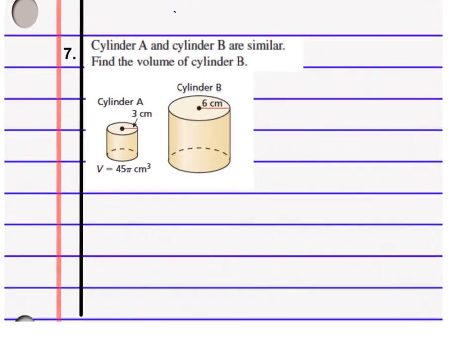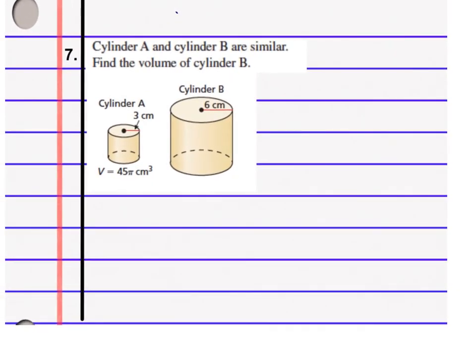And last example. Let's try to use that and look at example 7 here. Cylinder A and cylinder B are similar. Find the volume of cylinder B. So they are similar. We know the volume of A is 45 pi. We want the volume of B. Let's figure out our K.